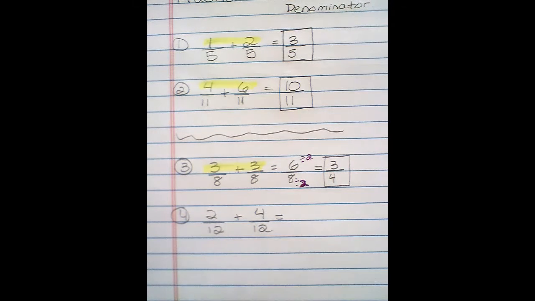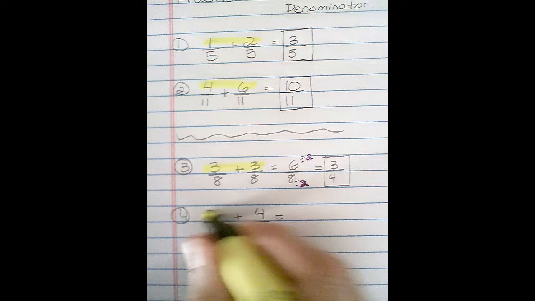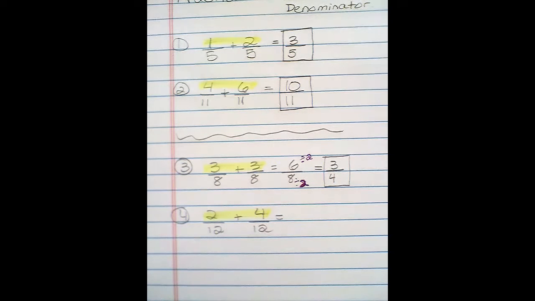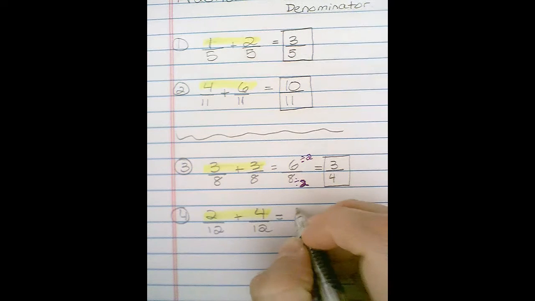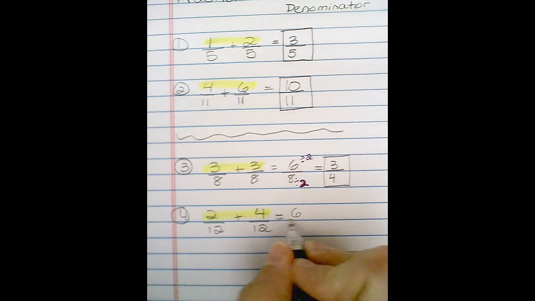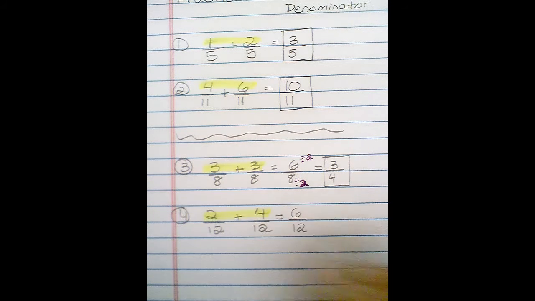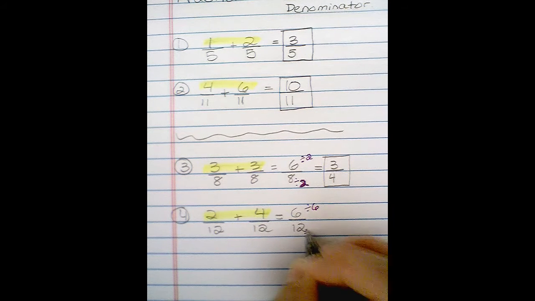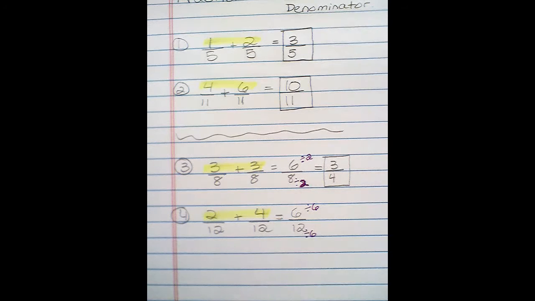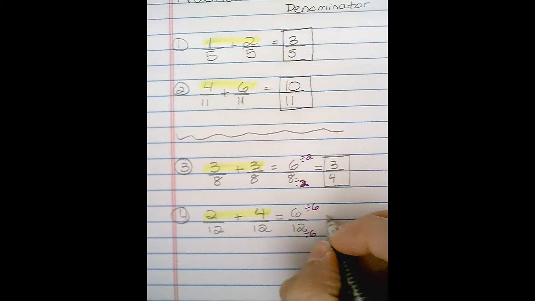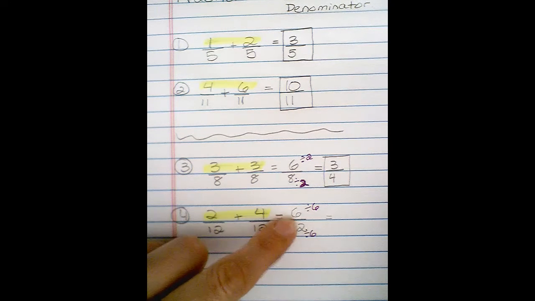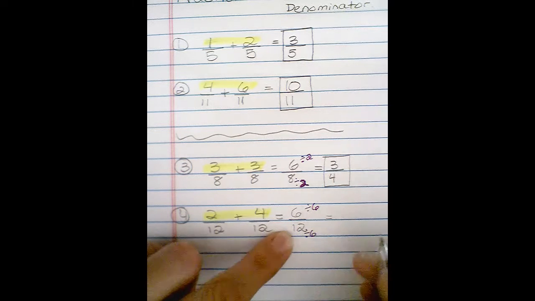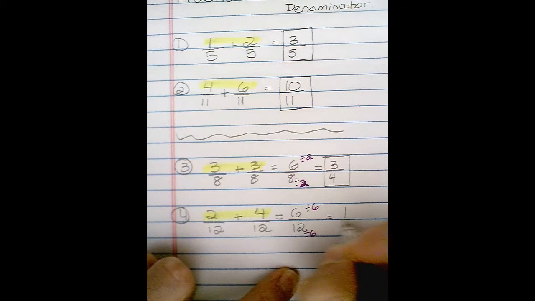Now that I've done that, I check my numerators. I add only my numerators together, which leaves me with 6/12. Now I can see again that I can simplify this down. I know that 6 goes into both numbers. Okay. Then finally, after I divide both the numerator and the denominator by the same number, my final answer will be 1/2.